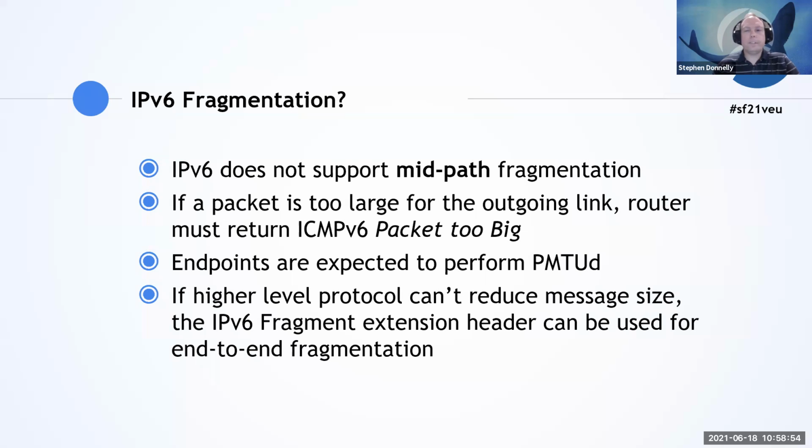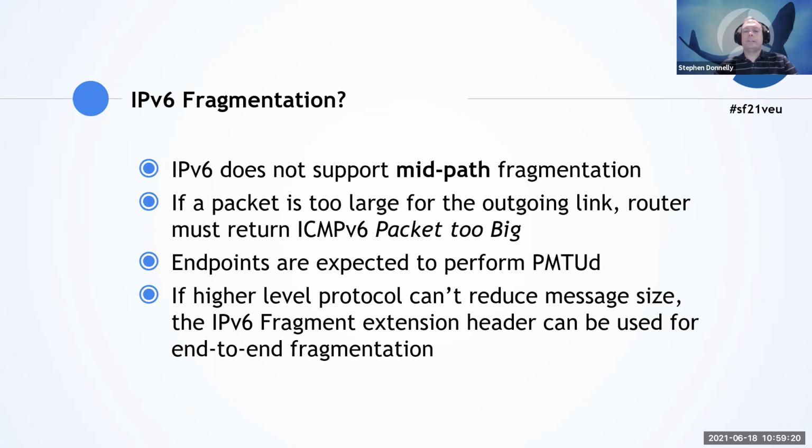What about IPv6? IPv6 doesn't support fragmentation in the mid-path. So if I'm an IPv6 router, I don't have to worry about fragmentation because it's not something I have to do. If the packet that I've received is too big for the next link that I need to forward the packet onto, then I simply send an ICMPv6 packet too big message back to the sender, and they have to do path MTU discovery.